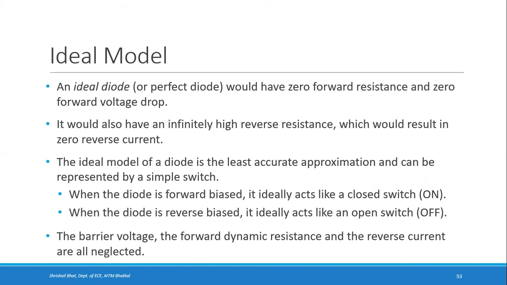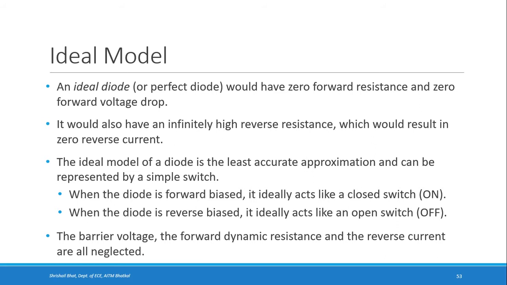And when it conducts in the forward direction, it has to offer zero resistance. Ideally, a diode has zero forward resistance, so it has to conduct a very high current without any resistance and without any voltage drop. Without any voltage drop means we are not considering that barrier voltage of 0.7 volts for silicon or 0.3 volts for germanium. Without that barrier voltage, it has to conduct as soon as you give forward bias. And in the reverse bias, it offers an infinite resistance, so it cannot conduct any current in the reverse bias.